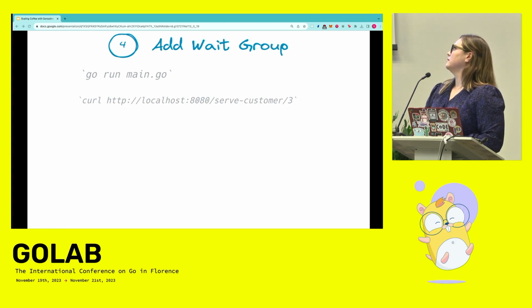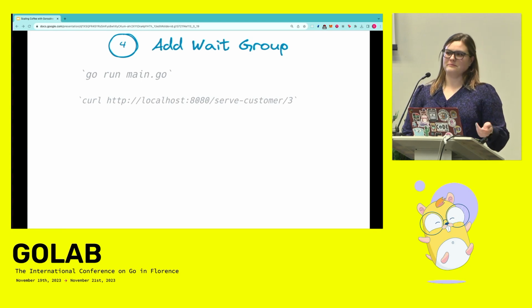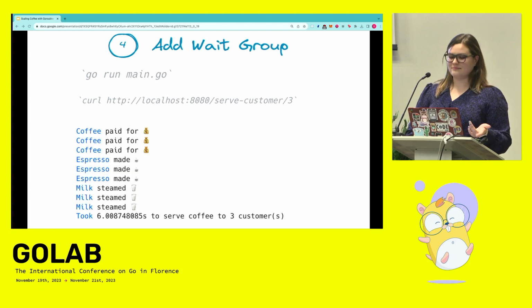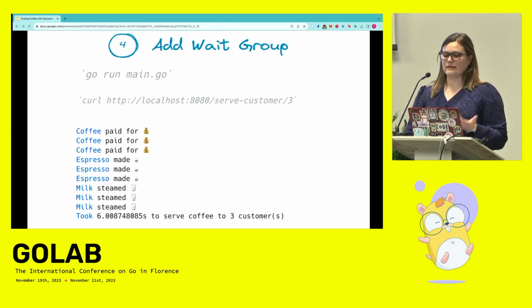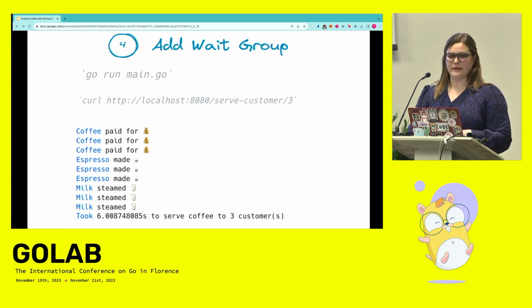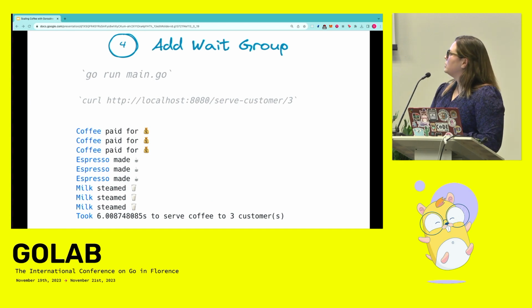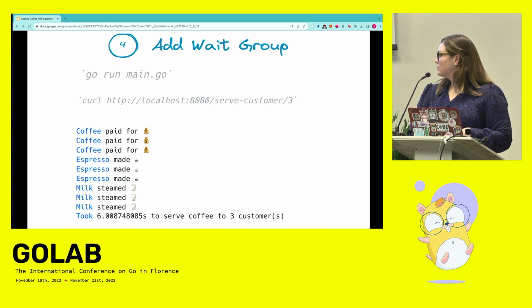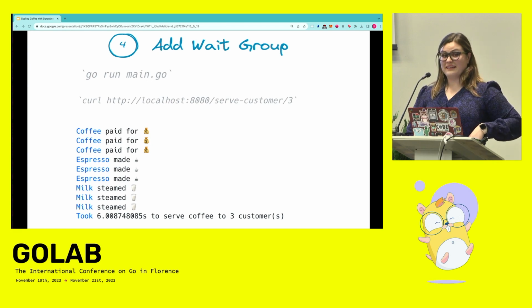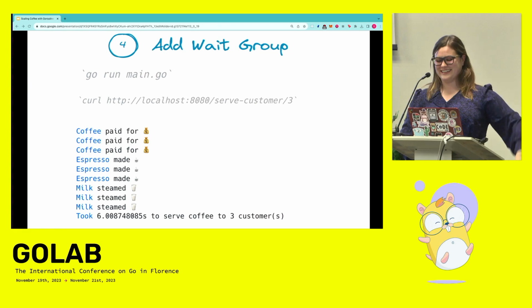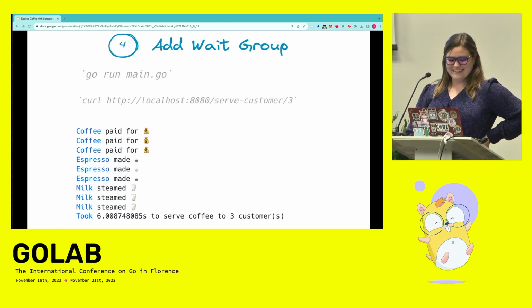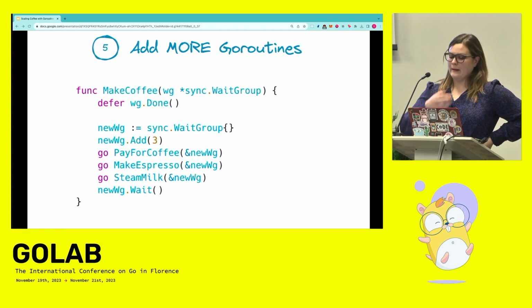So now, how long do you think it'll take? 6. Yeah, 6 seconds, right? 6 seconds to serve coffee to 3 customers. So this is a success. Do you think we can make it faster? Yeah. Thank you for the enthusiastic yeah from over here. I appreciate it. Okay, yeah, so we can.